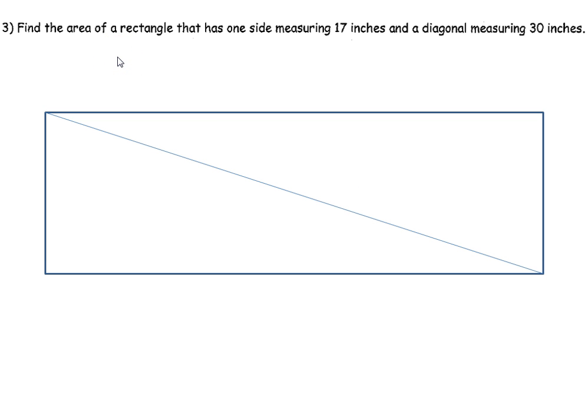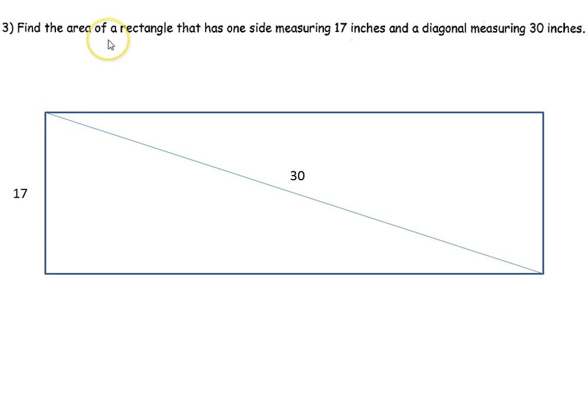And I'm going to label the sides that were given here. So we know that one side is 17 inches and the diagonal, which is what's drawn right here, is 30 inches. So I'm going to label those two things: 17 inches for one side, 30 inches for the diagonal. And this is a rectangle, so we know that this angle right here is a 90-degree angle, resulting in this figure, or half the rectangle, is a right triangle.